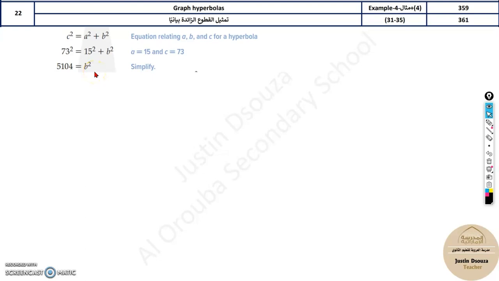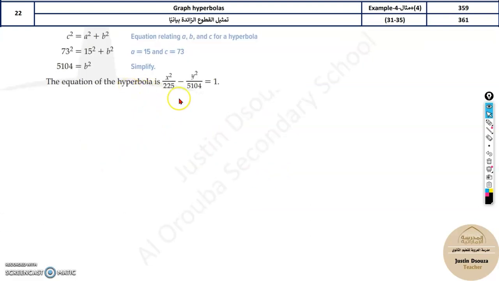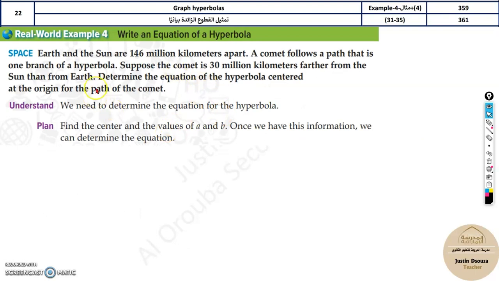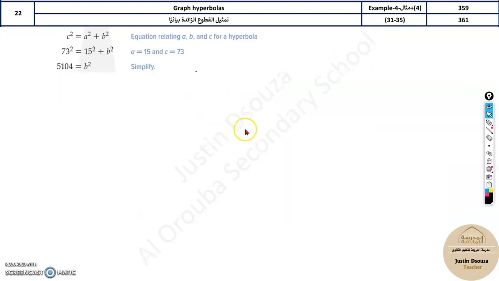And then we can use the equation, x squared divided by a squared, that is 15 squared, minus y squared over b squared. This is not the b value, this is the b squared value. We'll just use that 5104 below y squared equals 1. So that is the equation. You can do a check, but this is all extra. If you want, you can do it, but otherwise that's plenty. That's the equation, so they asked to write the equation of the hyperbola.